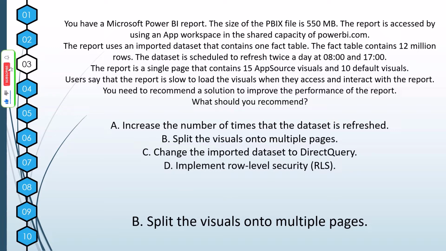You have a Microsoft Power BI report. The size of the PBIX file is 550 megabytes. The report is accessed by using an app workspace in the shared capacity of powerbi.com. The report uses an imported dataset that contains one fact table. The fact table contains 12 million rows. The dataset is scheduled to refresh twice a day at 8:00 and 17:00. The report is a single page that contains 15 AppSource visuals and 10 default visuals. Users say that the report is slow to load the visuals when they access and interact with the report. You need to recommend a solution to improve the performance of the report.